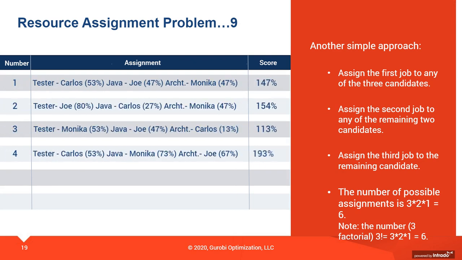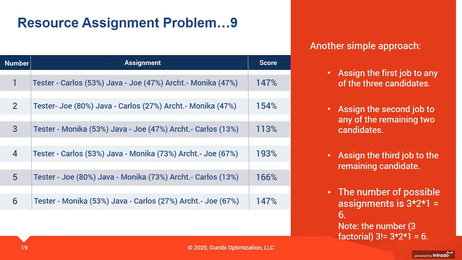So let's now follow this approach and enumerate all the possible assignments. Since there are 6, we can easily enumerate. So in this particular case, for the first assignment, Carlos has been assigned to the tester job, Joe has been assigned to the Java developer job, and Monica has been assigned to the architect job. And the total matching score is 147.